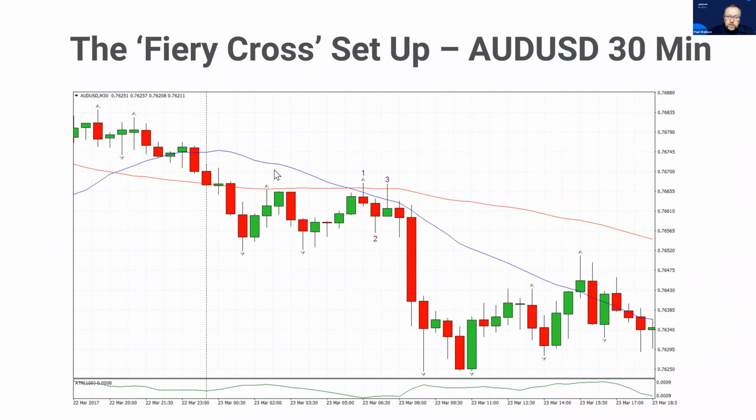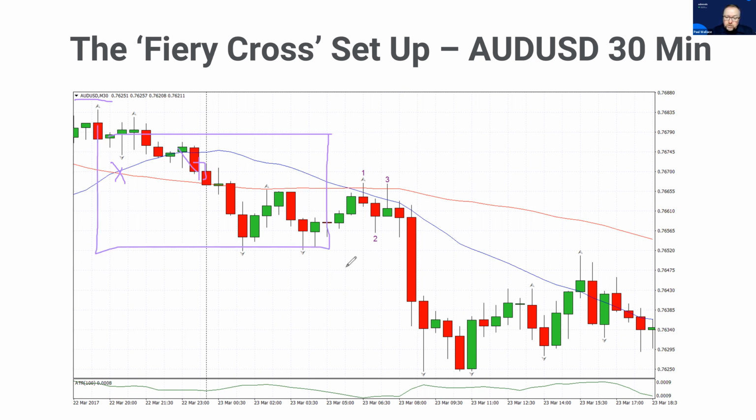And here's a short-term example. This is the Aussie dollar on the 30-minute chart, and we had a cross there that night, but it took a while for price to rally back into that area. And to be honest, this is overnight in the Asian session. I'm not trading there anyway.